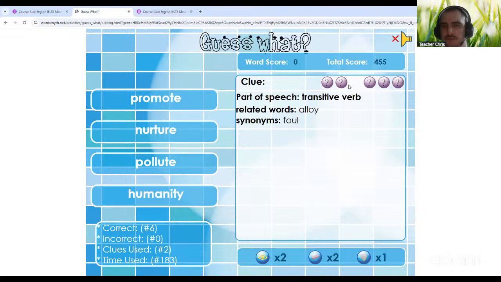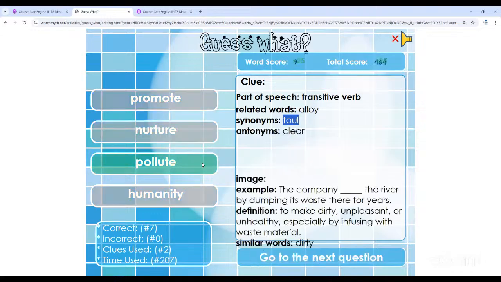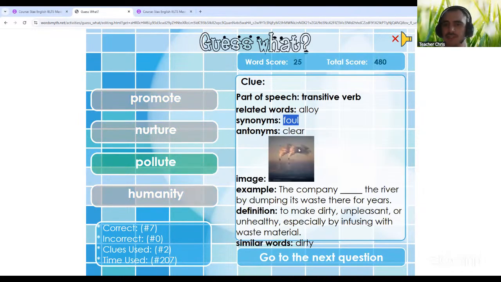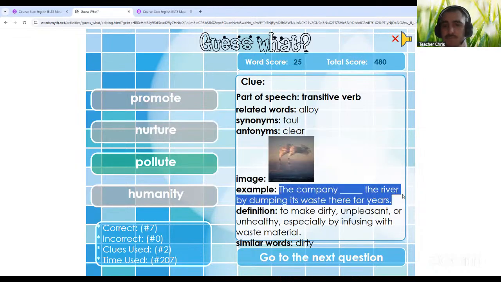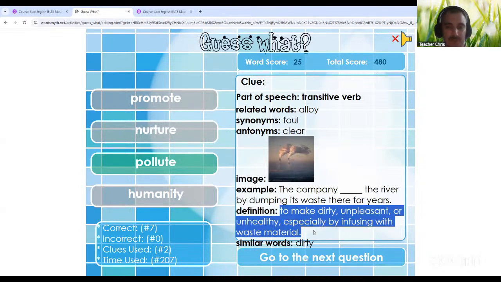Let's have a clue. A synonym is foul. The things we describe as foul are usually things that are smelly or bad. Pollute. Pollute is the word. Well done. We can see an image of two towers polluting the air there, can't we? Very good. The example here is the company polluted the river by dumping its waste there for years. So it means to make something dirty, unpleasant, or unhealthy by infusing it with waste material.